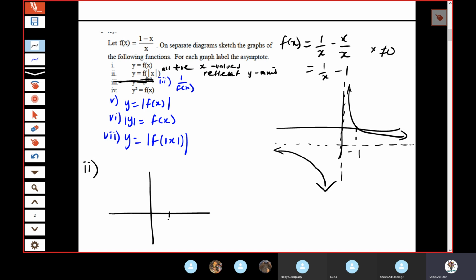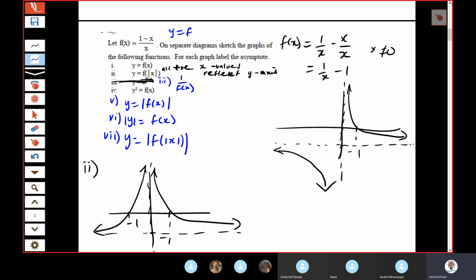So all of the left-hand side you ignore. There's your 1. There's your asymptote. There's your asymptote this way, and there's that. And there's that, negative 1.